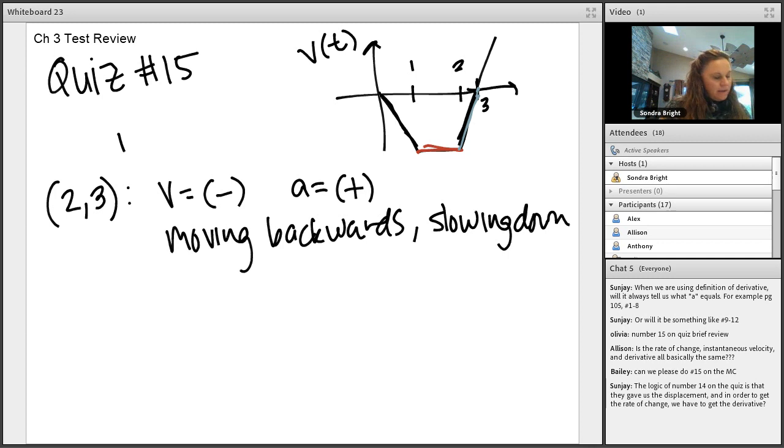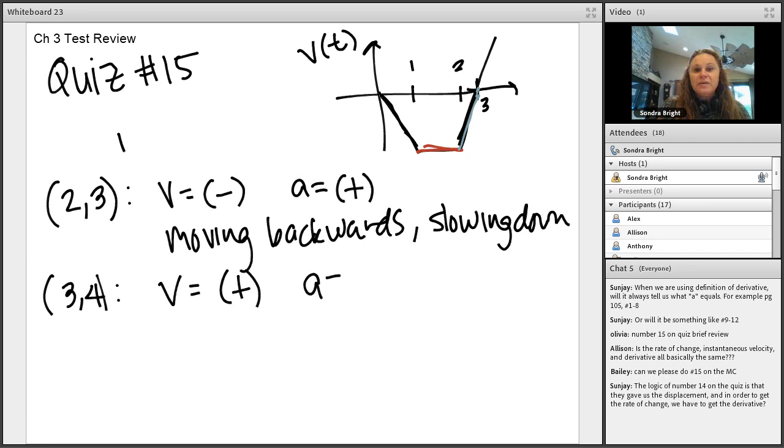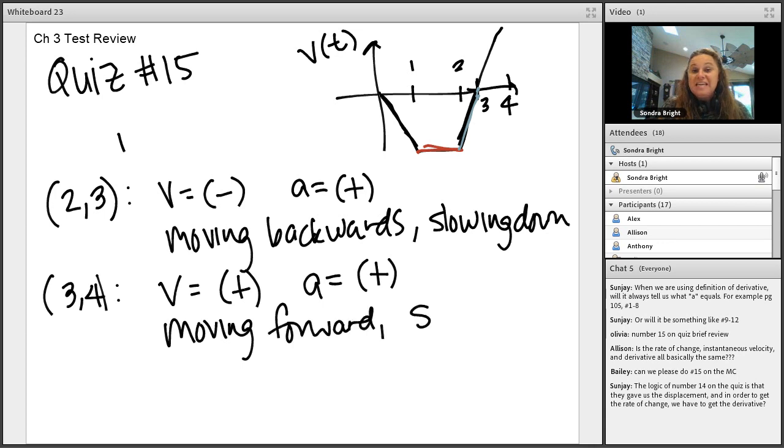All right, and then on the interval from 3 to 4, now your graph is above the x-axis, your y values are positive, so velocity is positive. Acceleration, what's the slope of that line from 3 to 4? It's also positive. So now you're moving forward because velocity is positive, and you're speeding up because velocity and acceleration have the same sign.